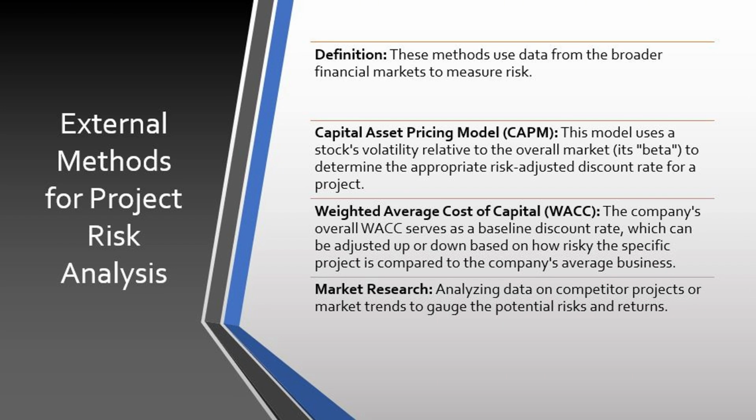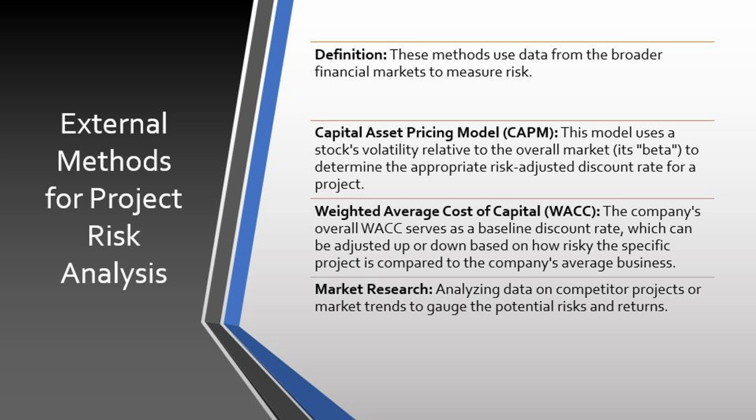In addition to the internal methods, we also use external methods, which rely on data from the financial market to help us measure risk. These are most often used to determine the correct discount rate for a project. A riskier project requires a higher discount rate, which makes it harder to justify financially. A classic tool for this is the capital asset pricing model, which uses a project's market risk to calculate the expected return investors would require.